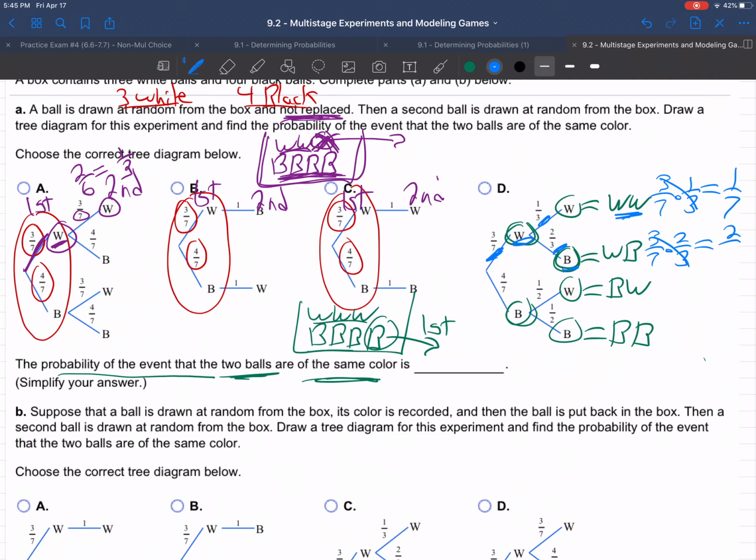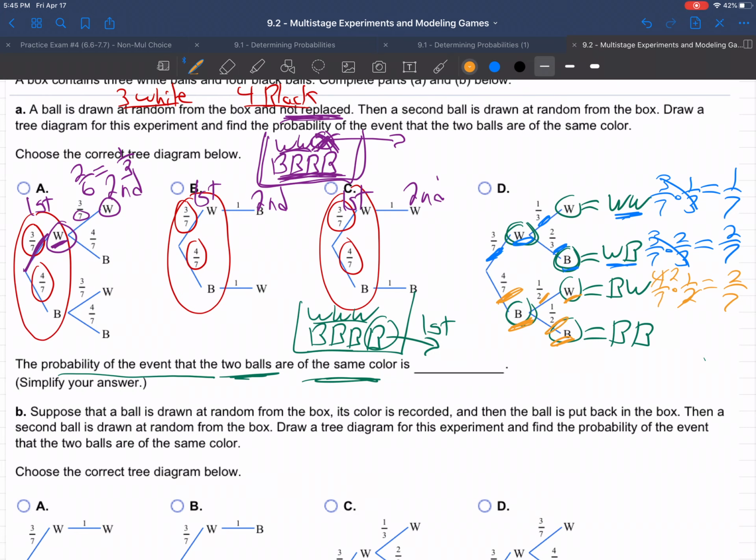3's cross cancel. 2/7 chance of getting white then black. What's the chance of getting black then white? 4/7 times 1/2. And 2 goes into 4 2 times. 2/7.